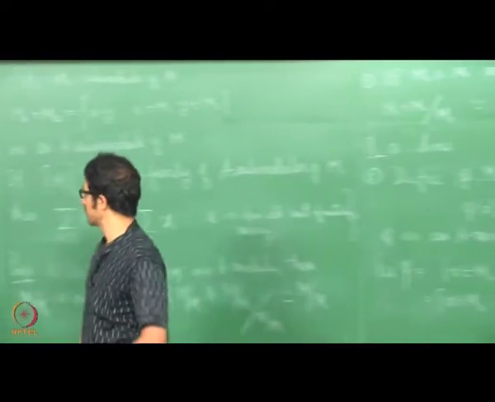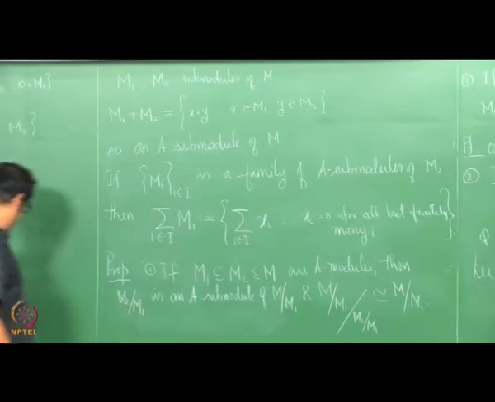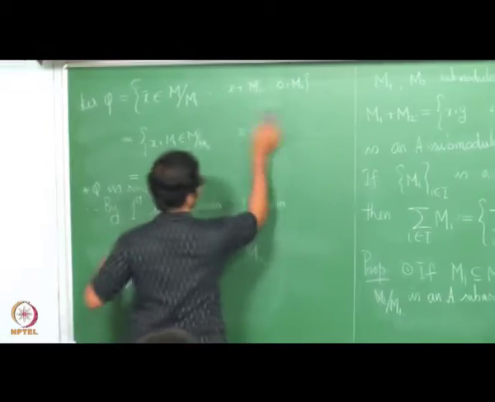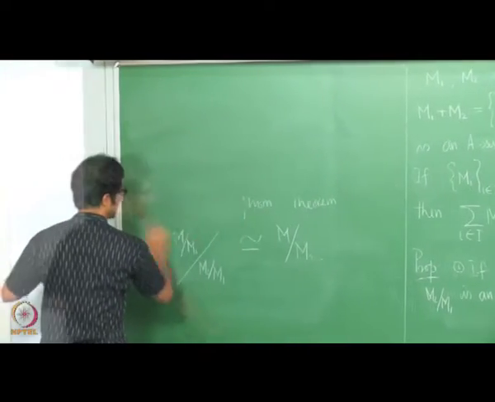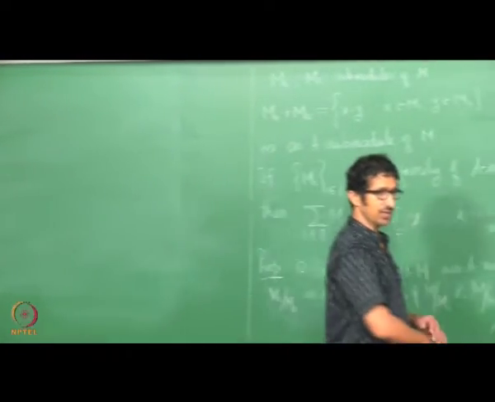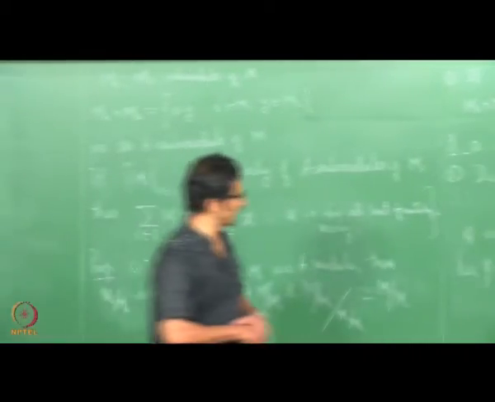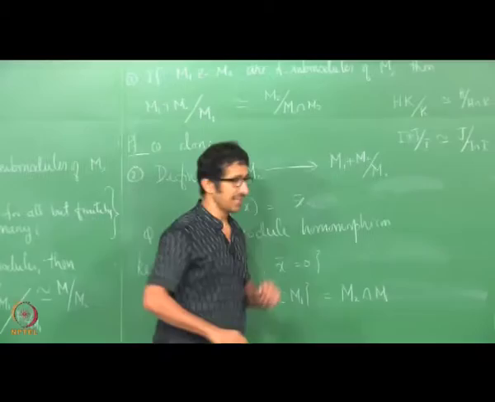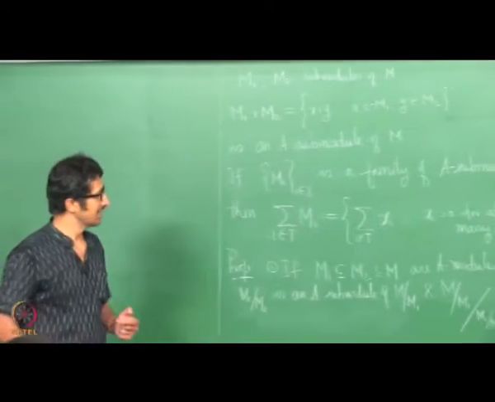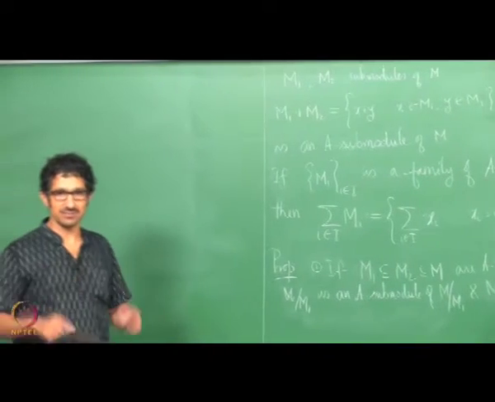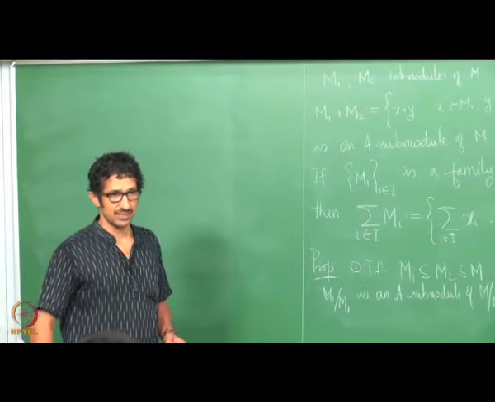So, now what remains to be proved? What we need to show is that phi is surjective. How do you prove that it is surjective? How does any element here look like? Any element in M1 plus M2 mod M1 looks like some x plus y bar, or x plus y plus M1 as a coset.